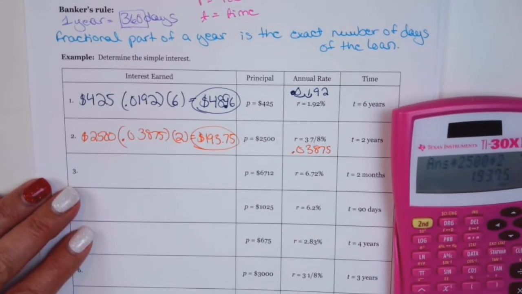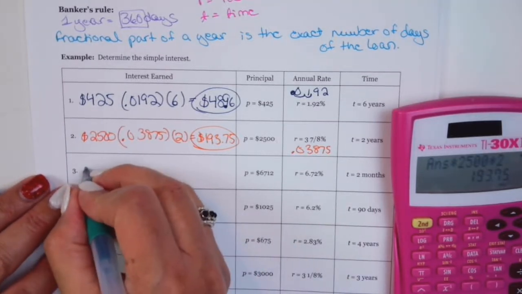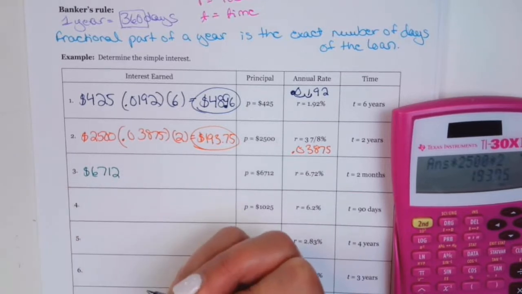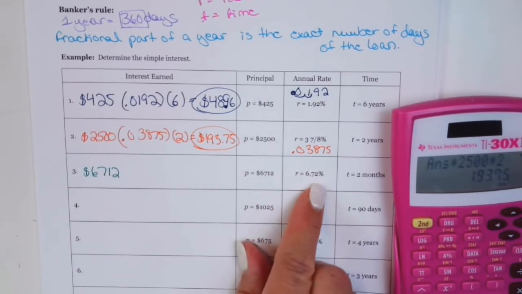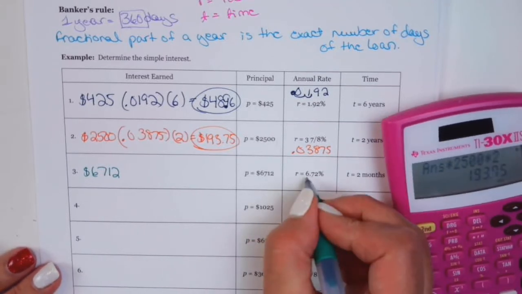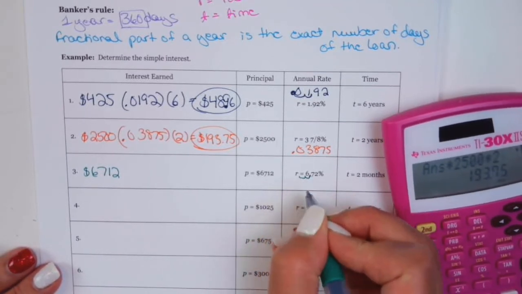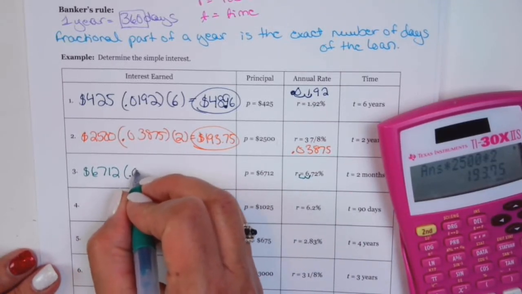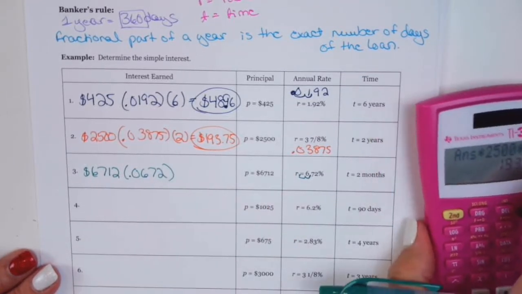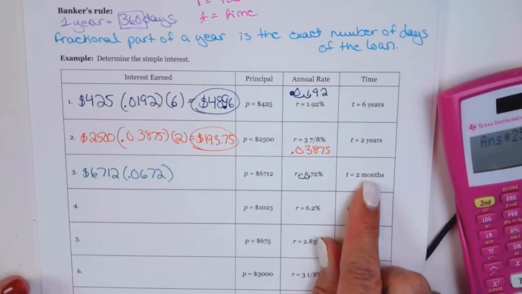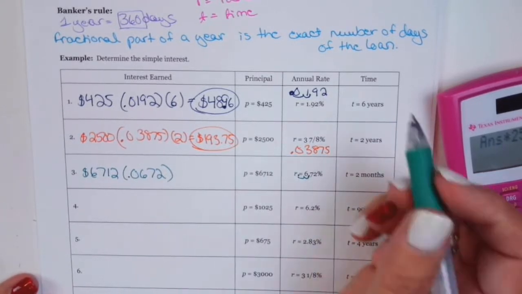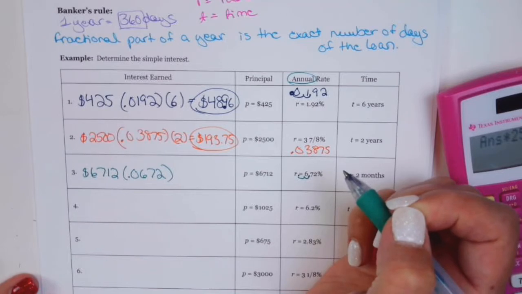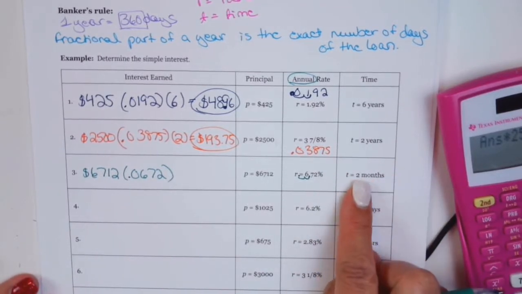Next one, we've got $6,712. Our rate is 6.72%. Again, we're dividing by 100, so we're moving the decimal point 2 to the left, and we need to add a 0 in between. So 0.0672. Now, here comes the tricky part. So we have 2 months. This is an annual rate, so this is per year. So now we need to figure out what the 2 months is as years.